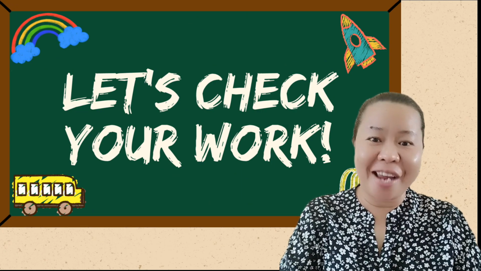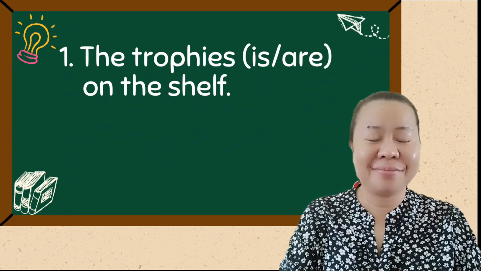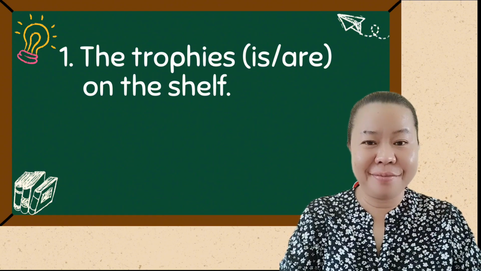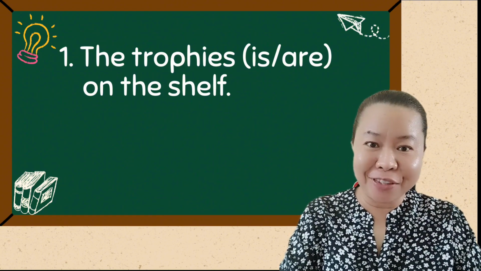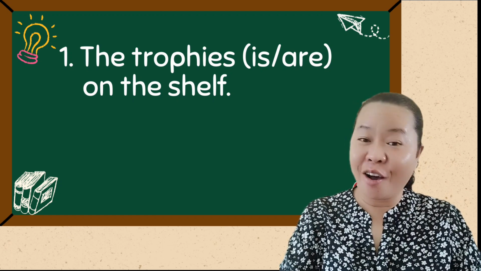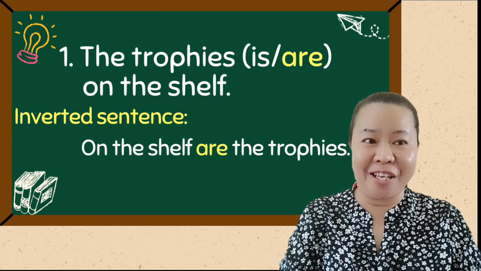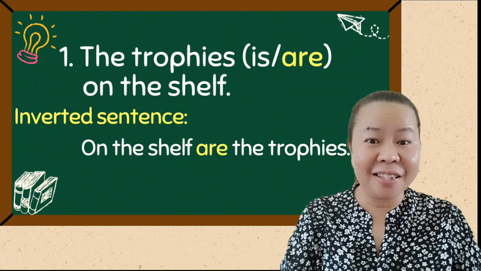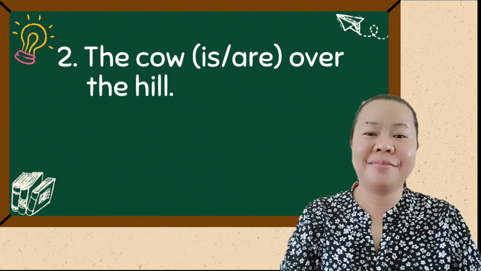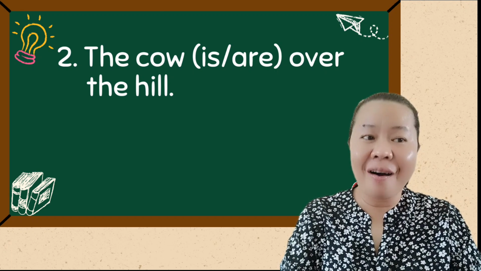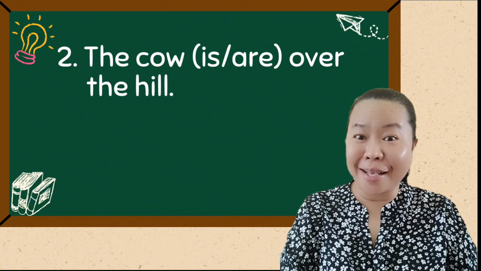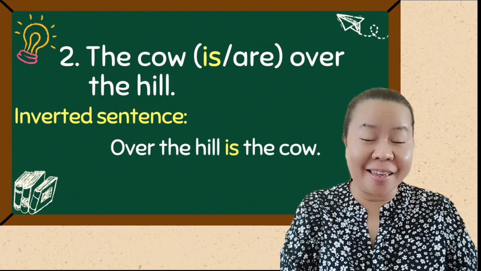Now let's check your answers. Number 1. The trophies are on the shelf. What's the inverted sentence for this? Very good. It's "On the shelf are the trophies." We use are because the subject is plural. Number 2. The cow is over the hill. What's your answer for this? That's correct. It's "Over the hill is the cow."